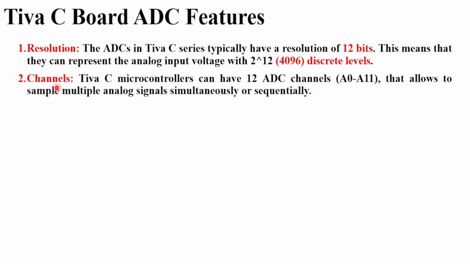Now, coming to the number of input channels in the Tiva C microcontroller. The Tiva C microcontroller has 12 ADC channels. Therefore, you can connect 12 different sensors, be it a sound sensor, temperature sensor, light sensor, or any other sensor, to these 12 channels. The channels range from A0 to A11.